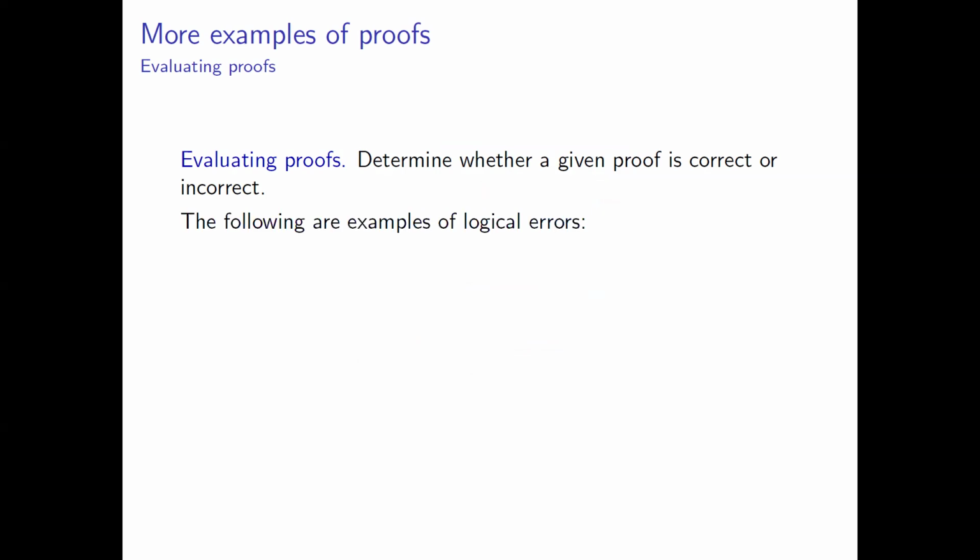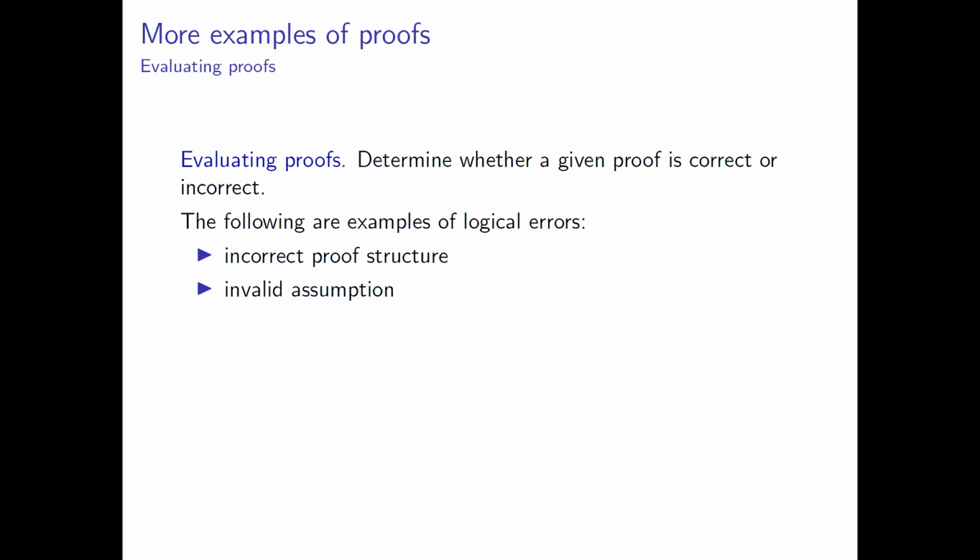The following are examples of logical errors. Using the incorrect proof structure. Recall that the proof structure depends on the underlying propositional formula of the claim. Using a proof outline that does not correspond to the propositional formula of the claim produces a proof that is logically incorrect.